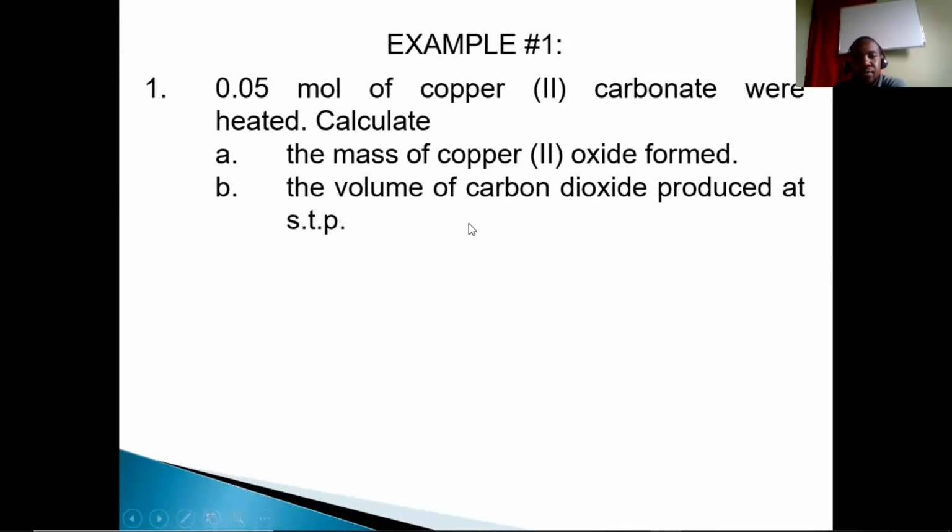Right, so remember, the first step is to write a balanced chemical reaction. So we have copper 2 carbonate being heated, so that's copper 2 carbonate as the only reactant, and then when it decomposes, it gives us copper oxide and carbon dioxide gas. We ensure that the equation is balanced, which it is. Then we move to the next step, which is identifying what we got. In this case, we got the mole of copper 2 carbonate. So it's 0.05 mole of copper 2 carbonate that was used.